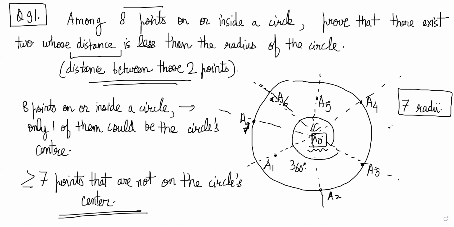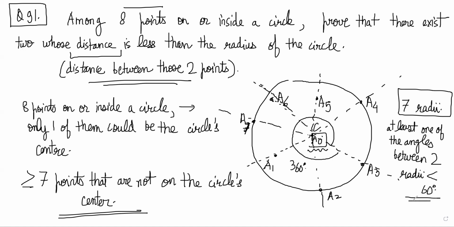At least one of the angles between 2 radii is less than 60 degrees. Why? Because the circle can be divided into 6 sectors of 60 degrees at the center, and there are 7 points. So one of the points lies inside one of the sectors, right?